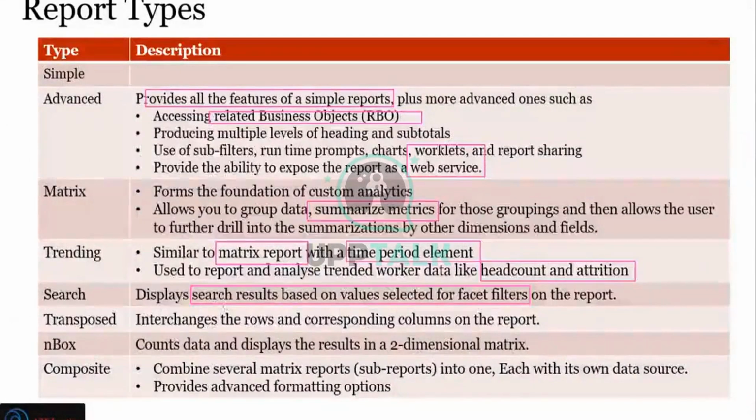Now, there are a few other report types as well. Some of these are used in certain modules. For example, we have something called transposed reports, wherein you can basically see data by adding certain headers and certain footers. These are basically used in talent module. What it basically does is it interchanges your rows and corresponding columns on the report. All right, let me see if I can think of some transposed report.